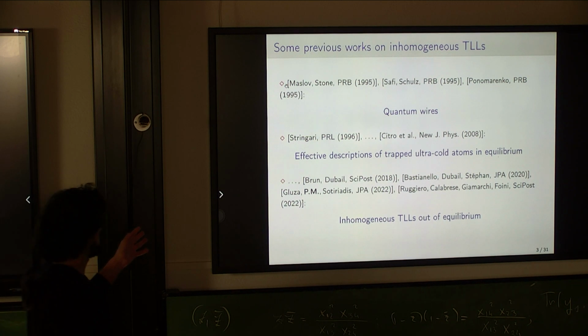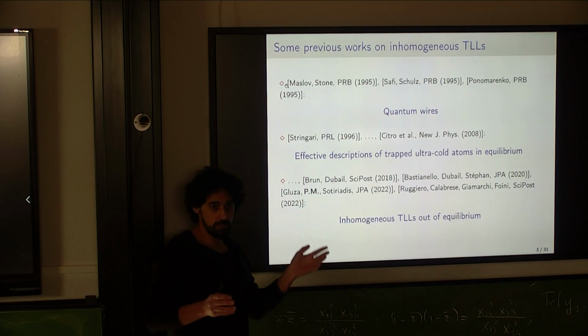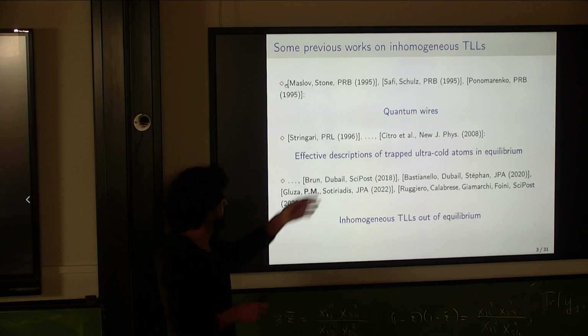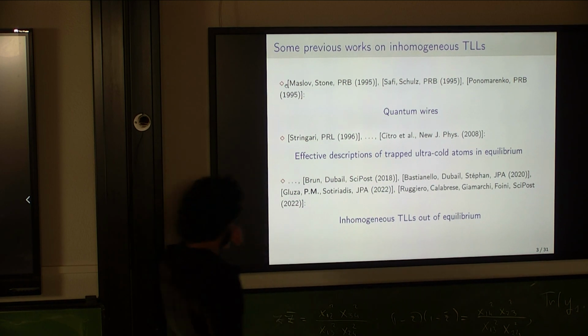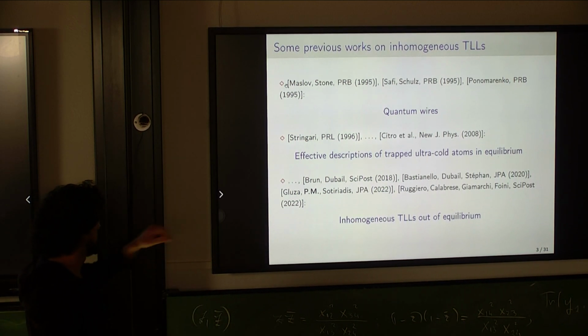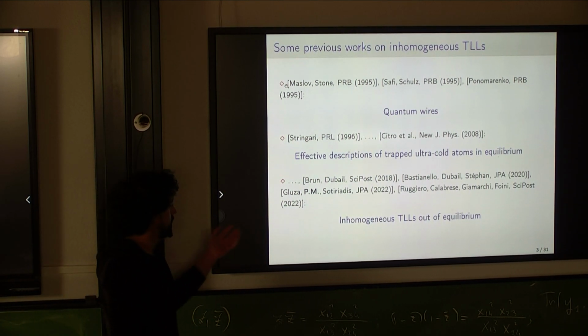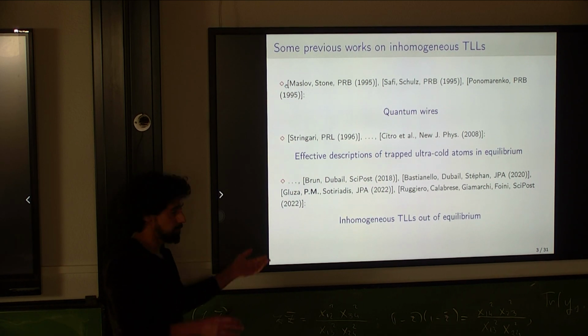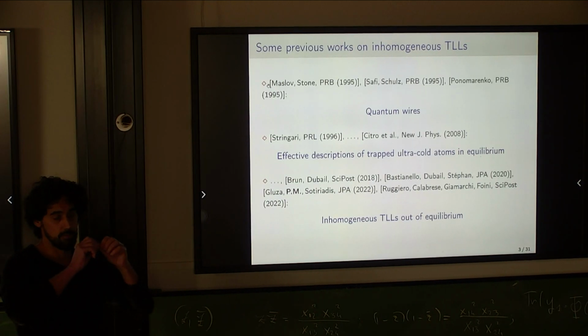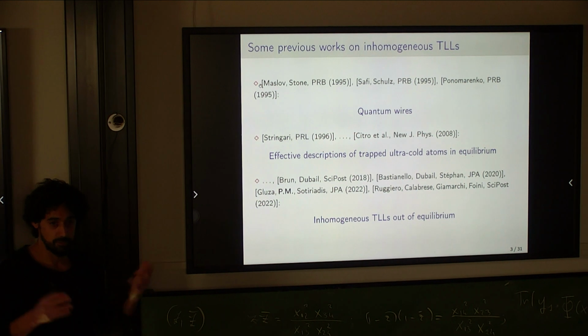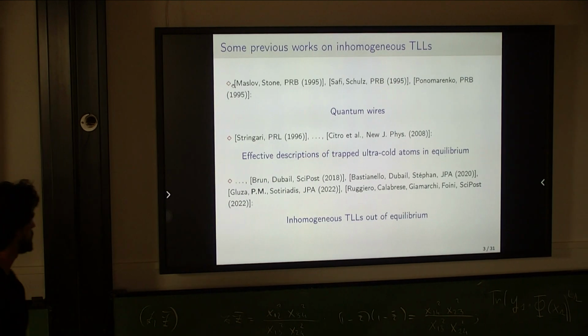Another application of it has been to study, as I said, cold atoms in a trap, but that has been done in equilibrium. But the question here is now what non-equilibrium properties. And that has also been considered, and there are a number of papers on that, including by myself and by various co-authors going back. But in a sense, what I claim here is I try to find the most general solution you can get for when you have this Luttinger parameter K depending on x, which we will see makes things more complicated.